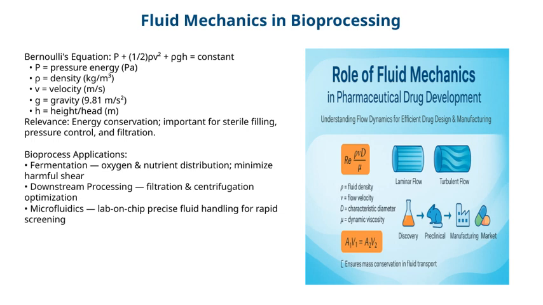During fermentation, proper oxygen and nutrient distribution depend on controlling flow and shear forces to prevent damage to cells. Minimizing harmful shear is critical to maintain cell viability and productivity. In downstream processing, fluid mechanics helps us optimize filtration and centrifugation steps. Efficient flow control ensures we can separate target products from impurities effectively while preserving their integrity.